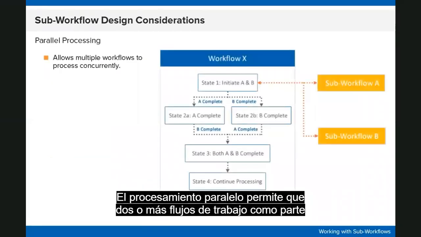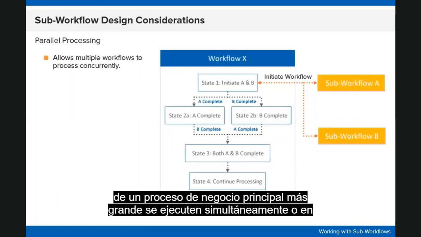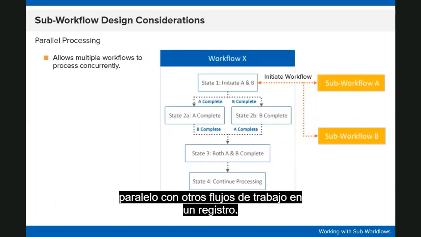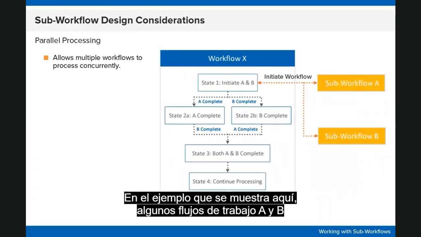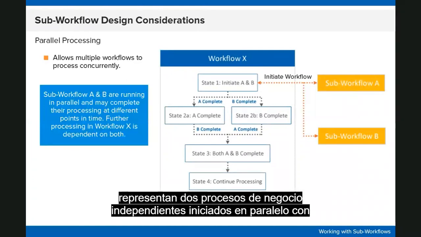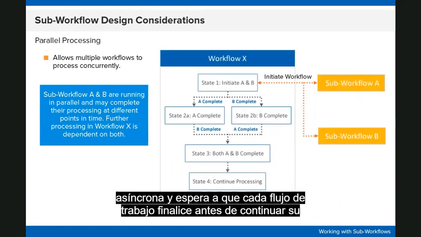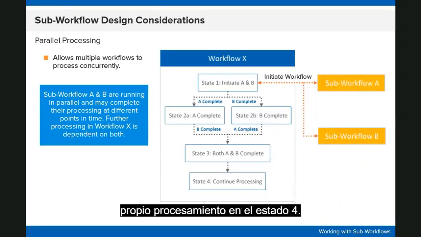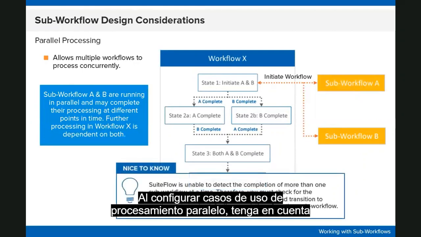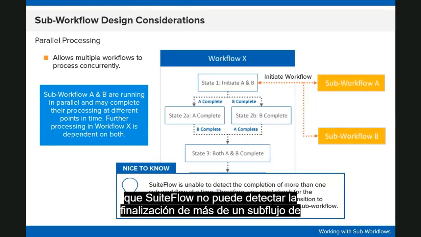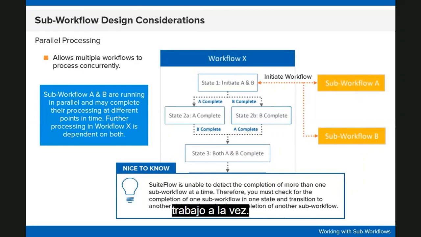Parallel processing allows two or more workflows as part of a larger parent business process to run concurrently or in parallel with other workflows on a record. In the example shown here, sub-workflows A and B represent two separate business processes initiated in parallel with Workflow X. Workflow X initiates both workflows asynchronously and waits for each workflow to complete before continuing its own processing in State 4. When configuring parallel processing use cases, keep in mind that SuiteFlow is unable to detect the completion of more than one sub-workflow at a time.